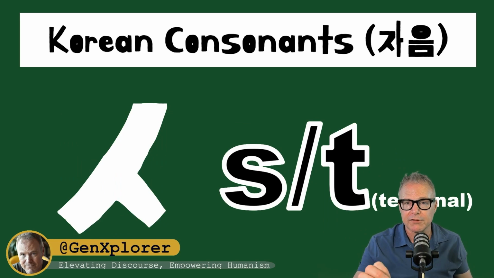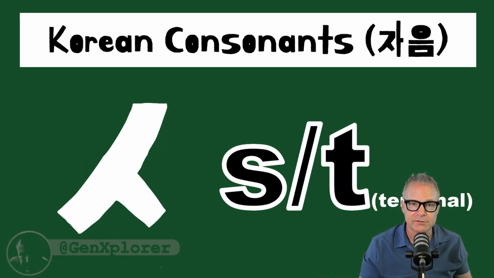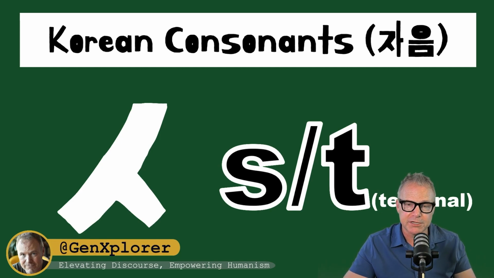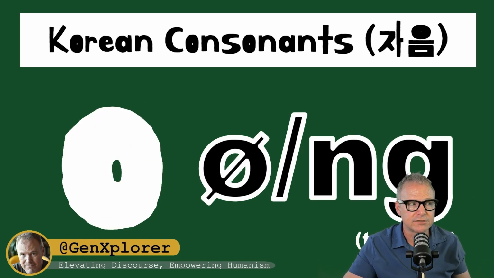S sound. Now notice there's a T on the screen. That's because if it's at the end of a syllable, it's going to get a T sound instead of an S. So all writing in Korean is grouped by syllable. That's why we talk about sometimes a letter being placed at the end of a syllable. If the S letter is placed at the end of a syllable, it's going to make a T sound. When it's at the beginning, though, it's going to make an S sound. So repeat after me. Sa, sa.